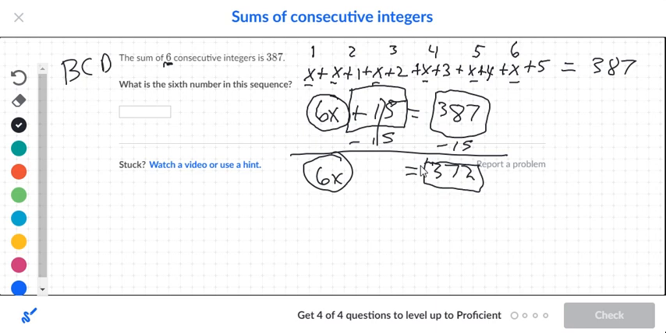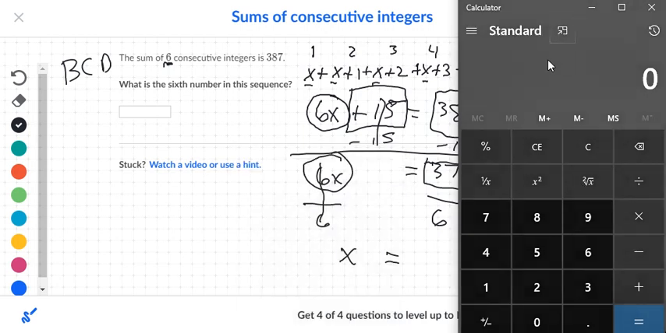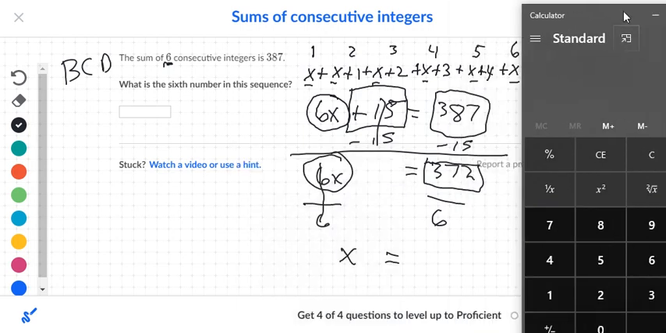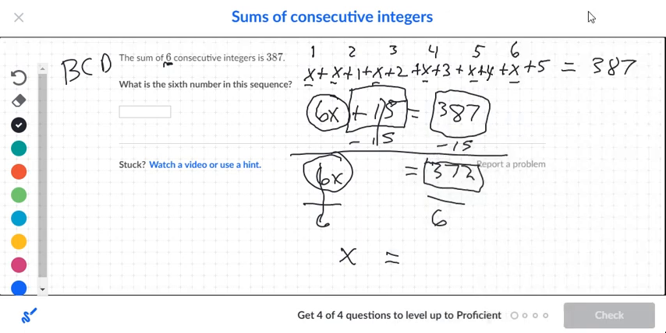So now what I want to do is divide this by 6, so divide each side by 6. So I can cross this out. This gives me x. And if I pull up the calculator here, 372 divided by 6 gives me 62.